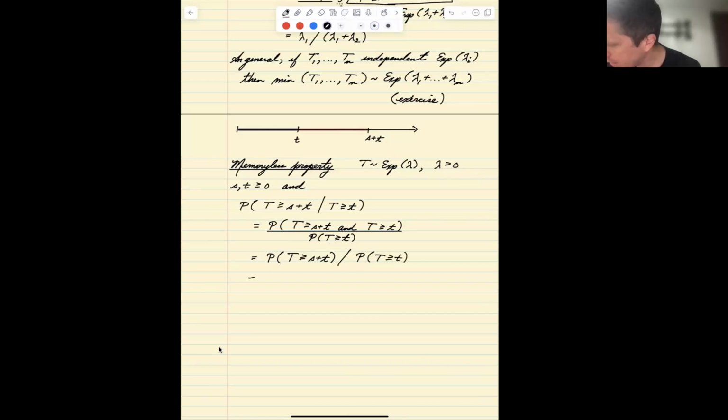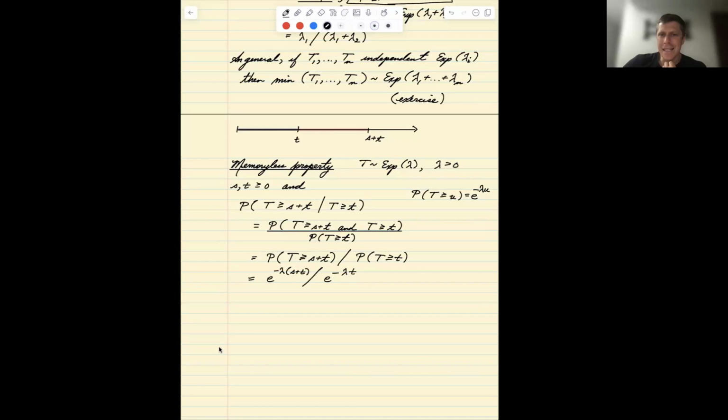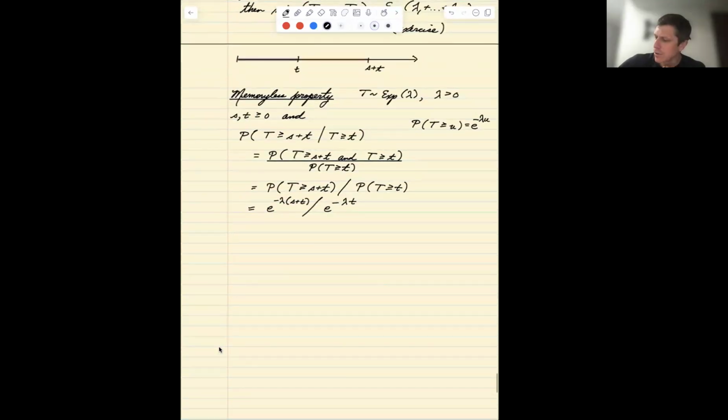Well, in the exponential, the probability that T is bigger than or equal to some value, let's say u, is equal to e to the minus lambda u. So in the numerator here, we have e to the minus lambda (s plus t). In the denominator, we have e to the minus lambda t. But now the e to the minus lambda t's are going to cancel, and we're going to be left with e to the minus lambda s, which is equal to the probability that T is bigger than or equal to s.